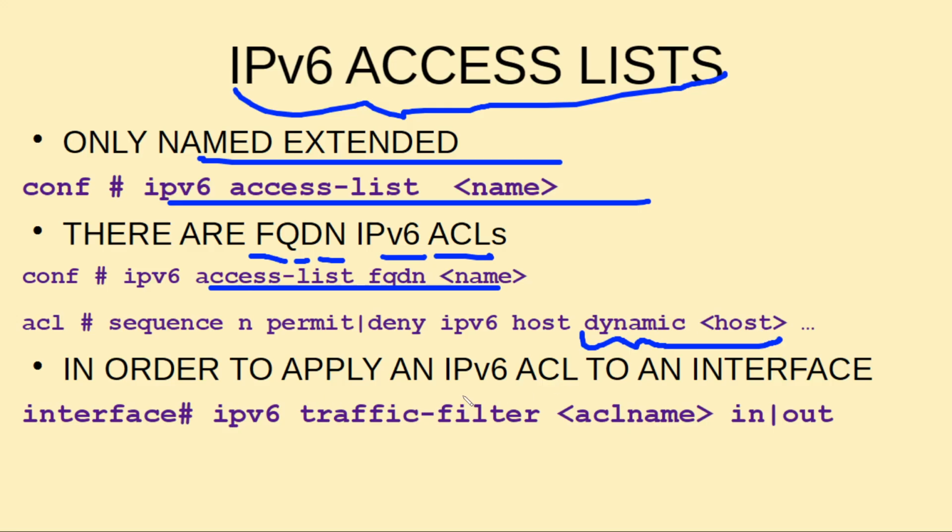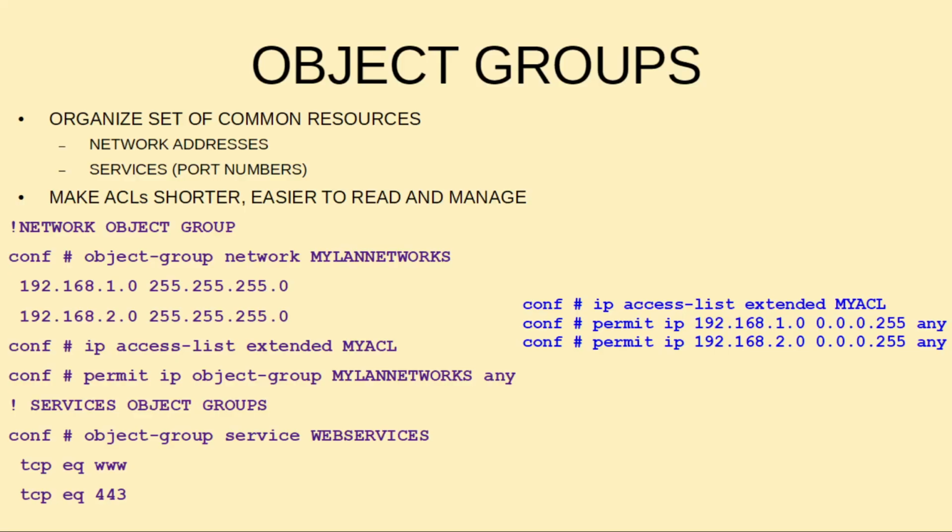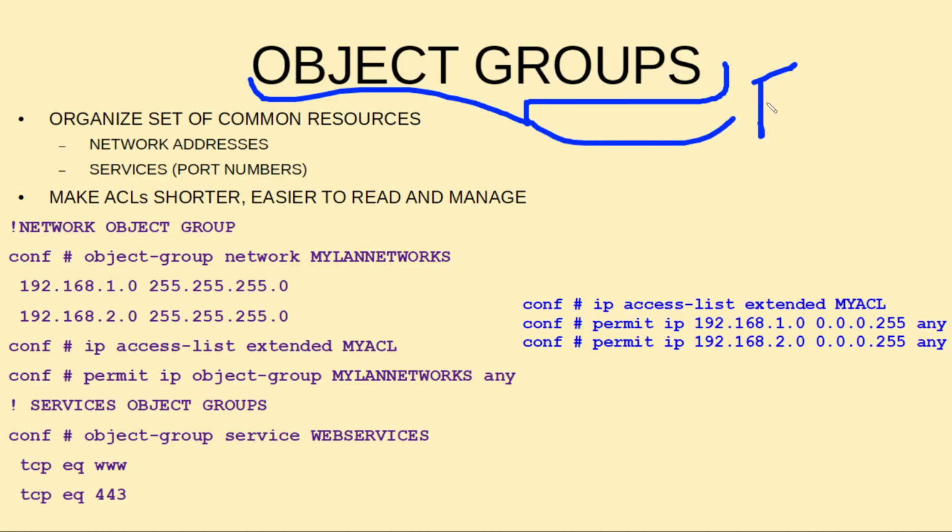And in order to apply an IPv6 ACL to an interface, we're going to use the command ipv6 traffic-filter, the name of the ACL, and the direction. Now let's talk about this other feature that is known as object groups. This feature has been available in Cisco firewalls for several years now. For instance, we have had it with Cisco ASA firewalls.